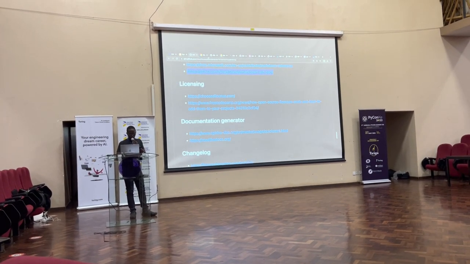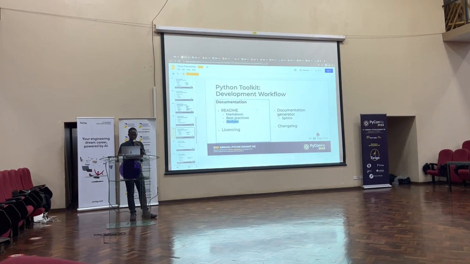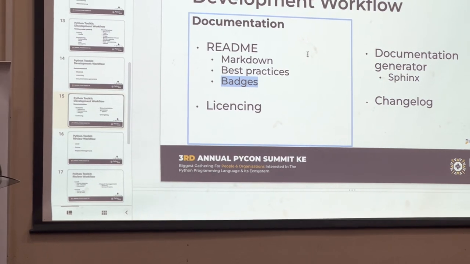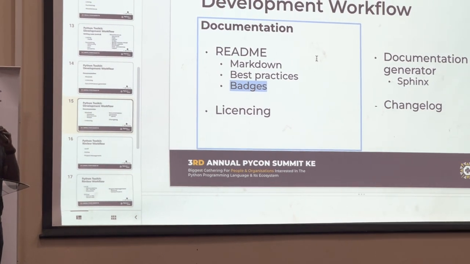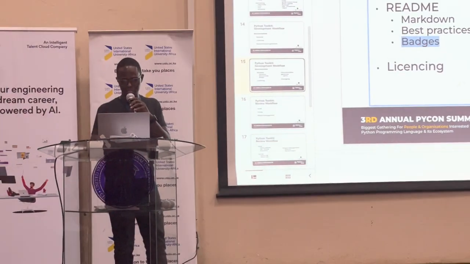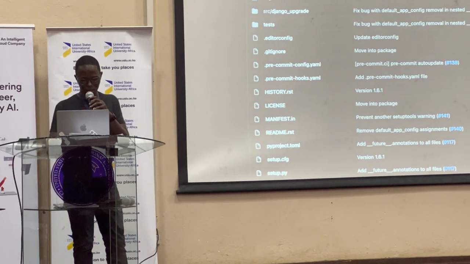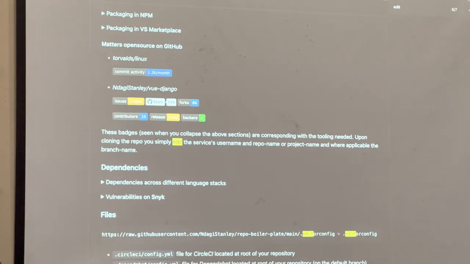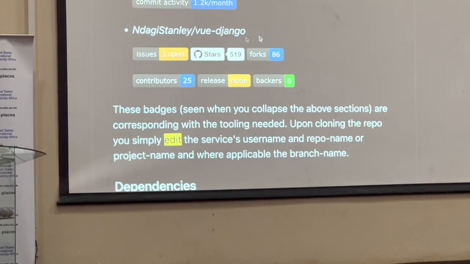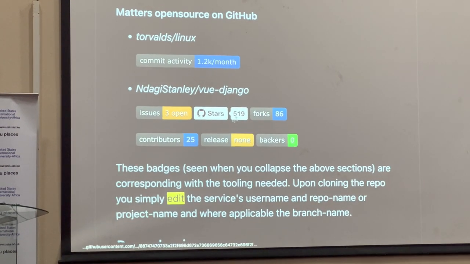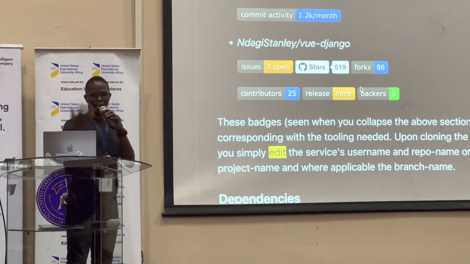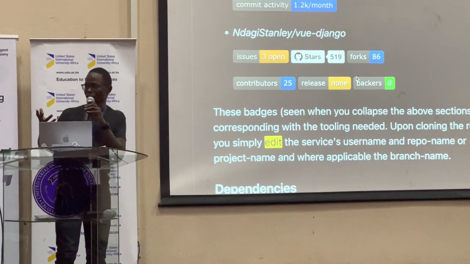And then I also wanted to highlight badges. I don't know how many of us are conversant with badges on README, or README badges. We are, right? A number of us? Okay. For those who may not know what badges are, these are examples of badges. So this is a badge, this is a badge, all these are badges. Basically, just by looking at a repo, you can know significant info about it.